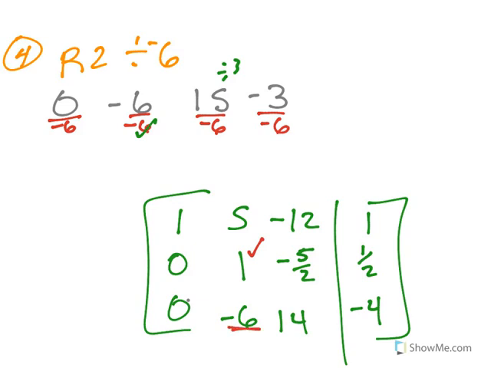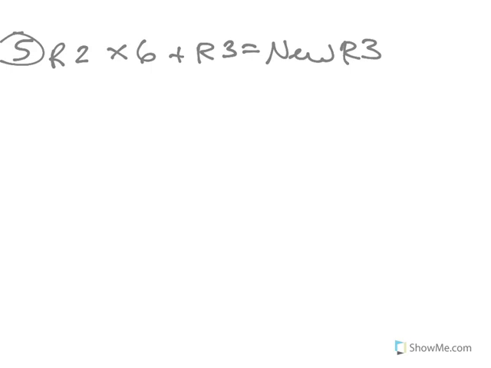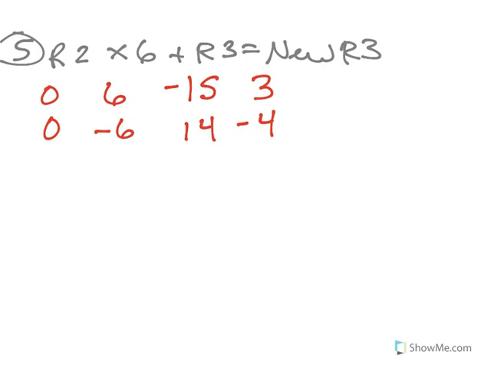Now I want to move that -6 and make it a 0. So I'm going to take row 2 and multiply by 6, which you might think is kind of counterproductive, but it's a process, right? So we multiply by 6 and then add these together. Row 2 times 6 plus R3 is going to give me my new row 3. My row 2 times 6 gives me 0, 6, -15, and +3. My row 3 is 0, -6, 14, -4.